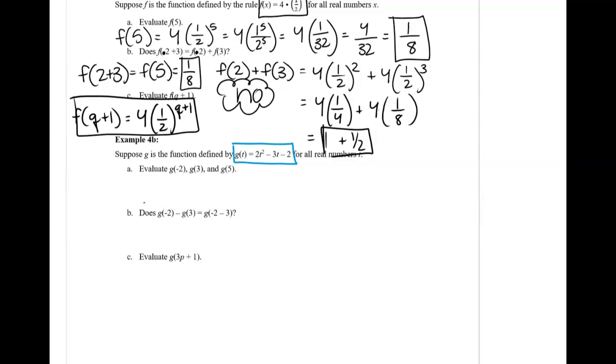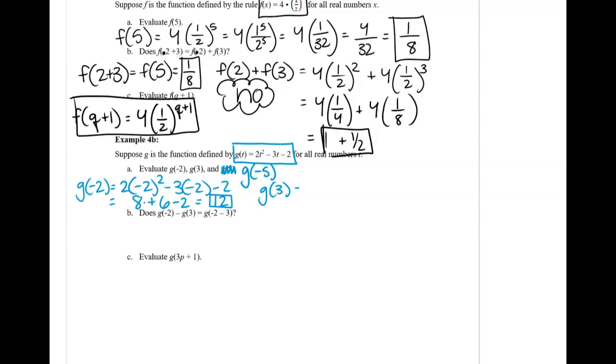So here we're going to evaluate g of negative 2, g of 3, and if you did g of 5, that's fine. I'm going to show you g of negative 5. So g of negative 2 is 2 times negative 2 squared minus 3 times negative 2 minus 2. Negative 2 squared is 4. 2 times 4 is 8. Negative 3 times negative 2 is 6, so plus 6 minus 2. So g of negative 2 is 12.